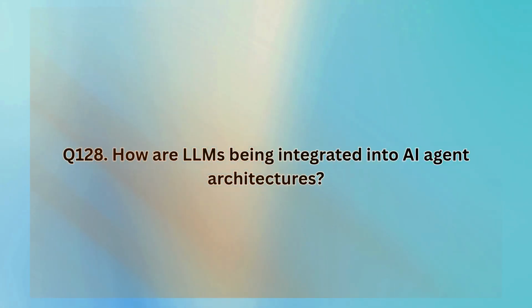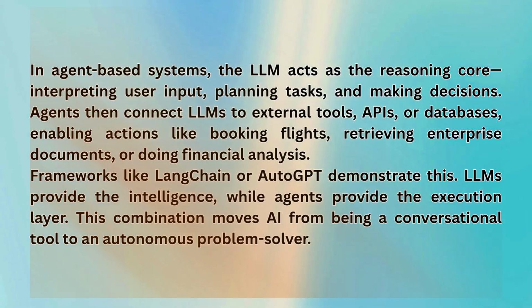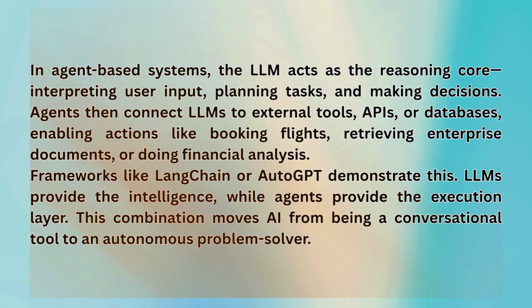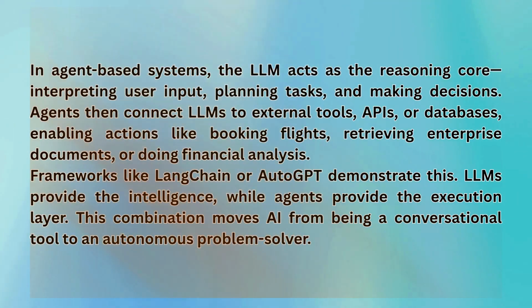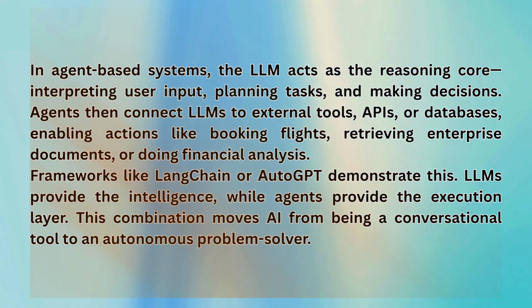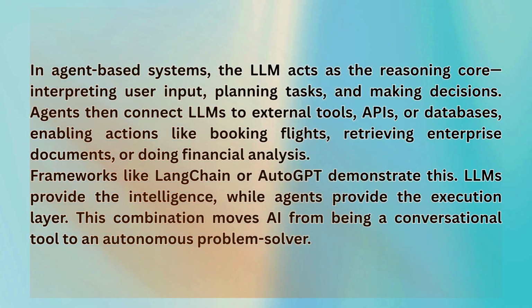How are LLMs being integrated into AI agent architectures? In agent-based systems, the LLM acts as the reasoning core, interpreting user input, planning tasks, and making decisions. Agents then connect LLMs to external tools, APIs, or databases, enabling actions like booking flights, retrieving enterprise documents, or doing financial analysis. Frameworks like LangChain or AutoGPT demonstrate this. LLMs provide the intelligence, while agents provide the execution layer. This combination moves AI from being a conversational tool to an autonomous problem solver.